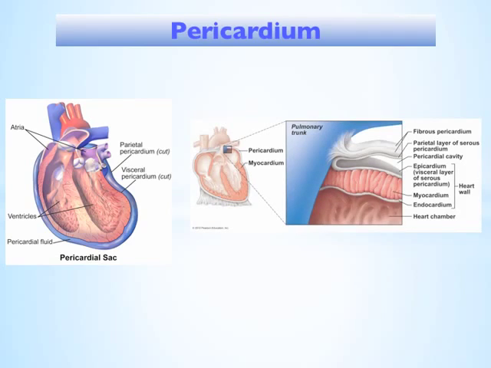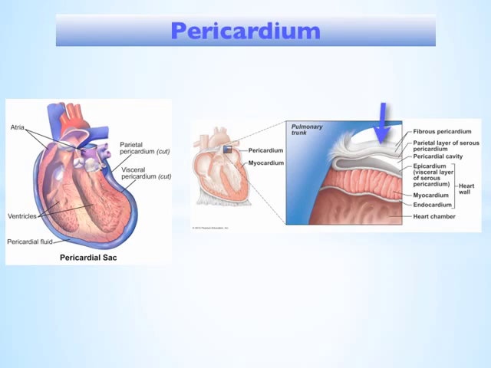Now the pericardium is attached superiorly to the pulmonary trunk, which becomes the arteries to the lungs. It's there, and then inferiorly to the diaphragm. So the pericardium is held firmly in place at the superior end and the inferior end, and between those it pumps within the pericardial sac.